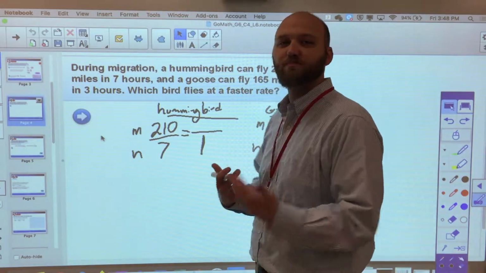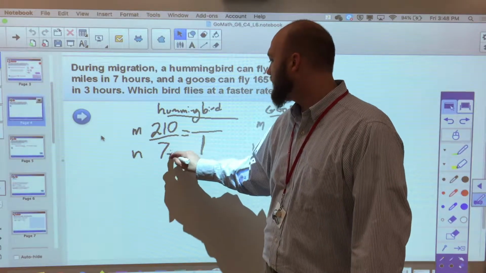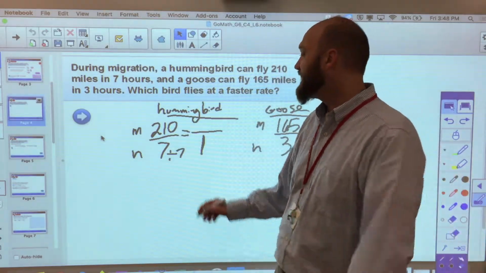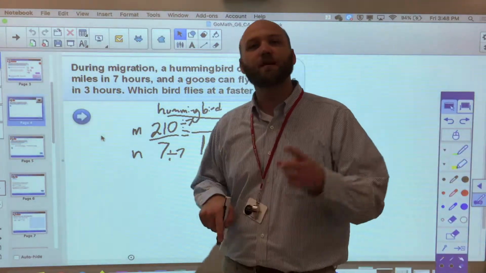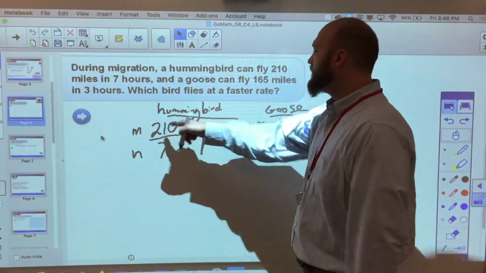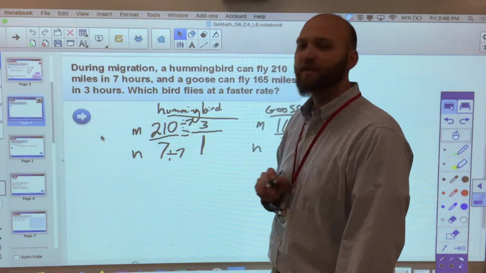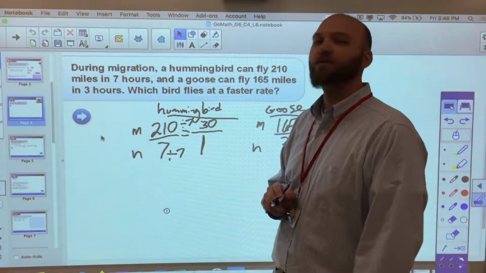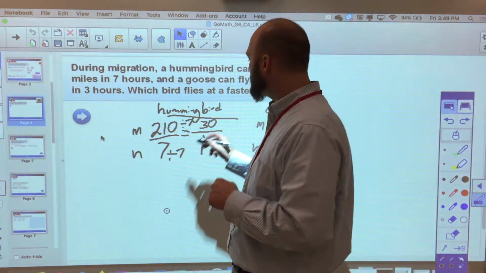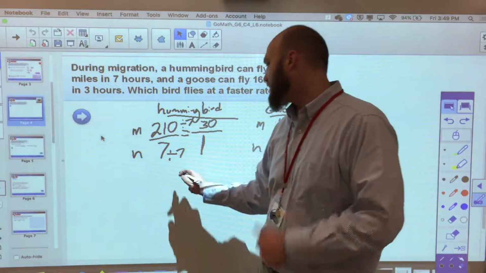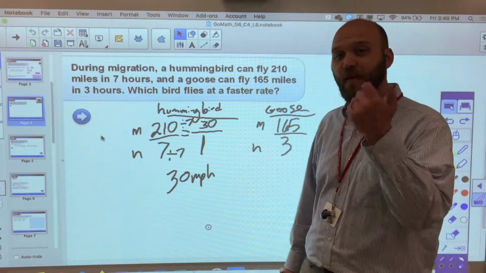Then I can compare it, just like the speed in our car, right? I go 70 miles per hour. So if I'm going from 7 to 1, obviously I'm going to divide by 7. And if I'm dividing the bottom by 7, I divide the top by 7, because whatever I do to the bottom, I do to the top. Whatever I do to the top, I do to the bottom. 210 divided by 7, well, 7 goes into 21 3 times with 0 over it. So a hummingbird flying 210 miles in 7 hours has a unit rate of 30 miles per hour.